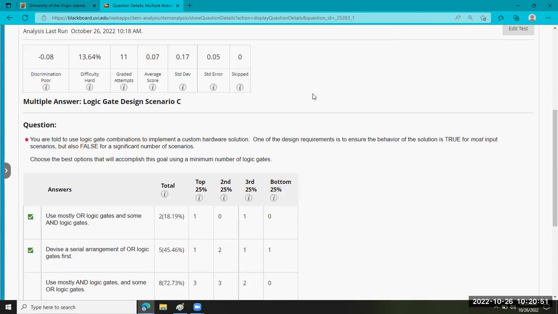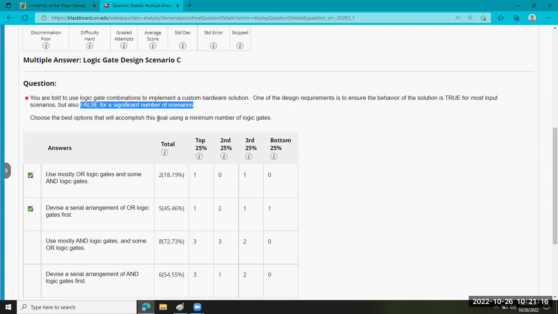Yes. Okay. So this multiple answer question posed the greatest challenge for all of our students. You are told to use logic gate combinations to implement a custom hardware solution. One of the design requirements is to ensure the behavior of the solution is true for most input scenarios, but also false for a significant number of scenarios, right? Choose the best options that will accomplish this goal using a minimum number of logic gates.